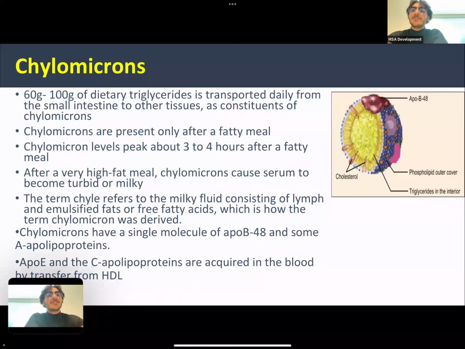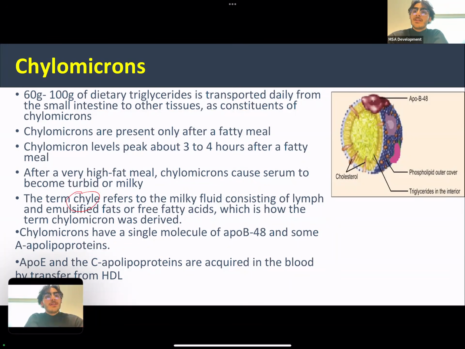As I mentioned previously about chylomicrons, they peak about 3 to 4 hours after a fatty meal, and that's why you would have to fast before you go in to get your blood cholesterol checked, because you would otherwise get a transient hypercholesterolemia. After a very high fat meal, chylomicrons cause serum to become turbid or milky.